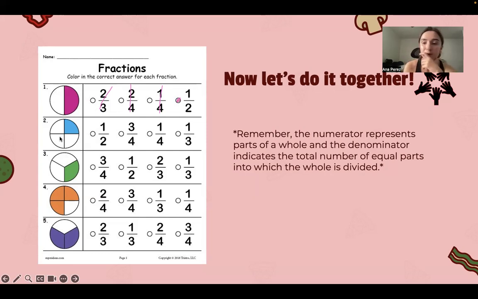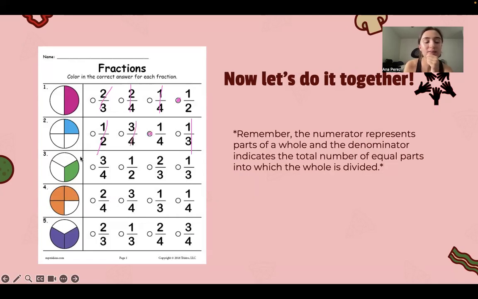All right, let's look at number 2. How many equal parts do we have? 1, 2, 3, 4. All right, let's look at our answer choices. Which fraction has a denominator of 4? Not this one and not this one, these two, right? And how many are shaded? That tells us our numerator, 1. So our answer is going to be 1/4.